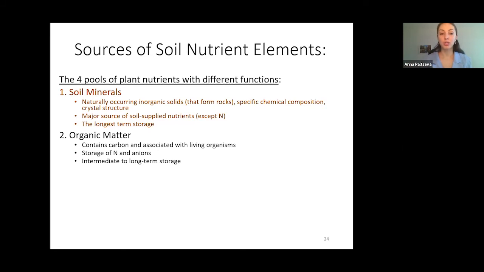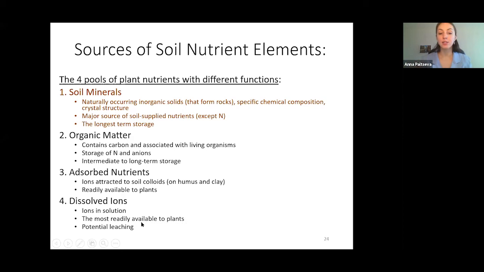Another pool of nutrients I should mention is organic matter. That's why you add compost, and organic waste will be broken down within months and release nutrients during this process. Absorbed nutrients are the ions attracted to humus, which is well-decomposed organic matter in the soil, and clay particles. They're typically available for plants, and that's also why you add compost to the soil, because those nutrients are readily available. And dissolved ions.